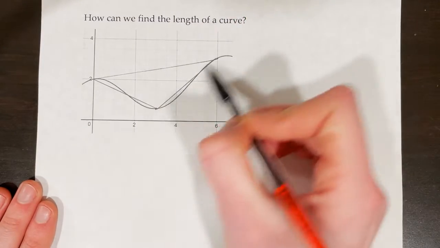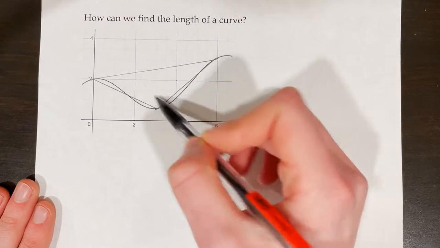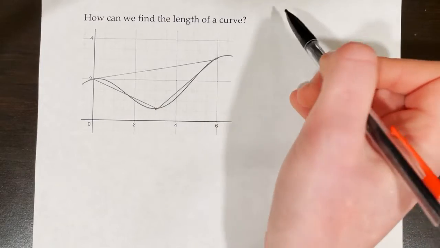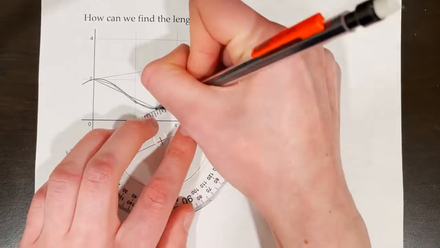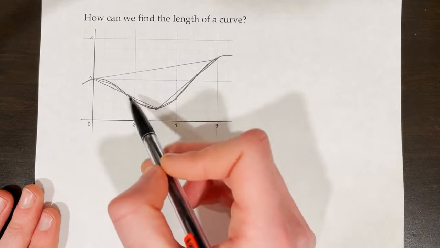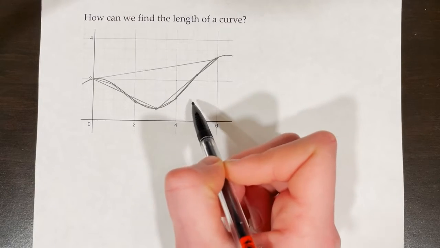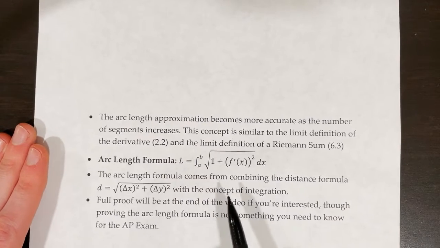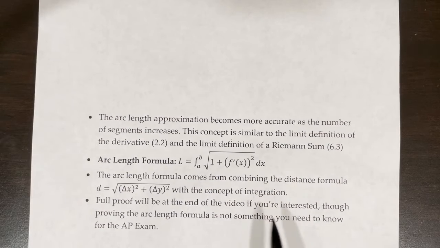This would be a more accurate approximation. What if we did this with 6 segments instead of just 2? At this point, the sum of the lengths of our little segments here would be pretty close to the actual length of the curve. So the arc length approximation becomes more accurate as the number of segments increases.